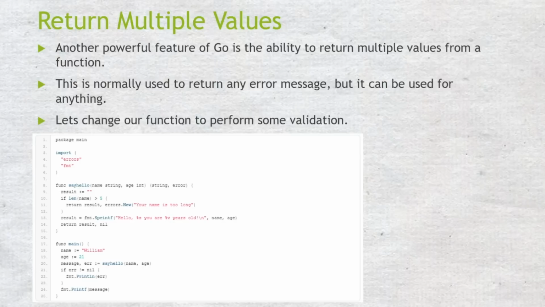If err is not equal to nil, which means that the err variable returns something other than nil, we want to print out that error and then continue on. If it is nil, then we're going to use fmt.Printf with our message, much like we did before.